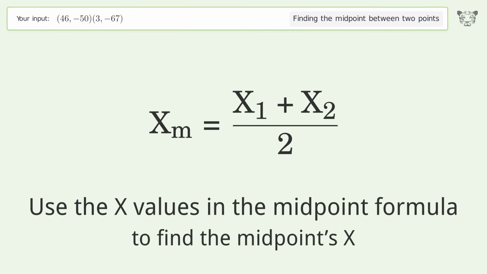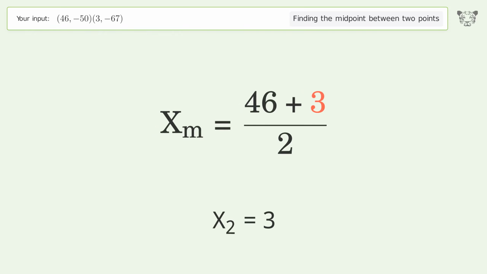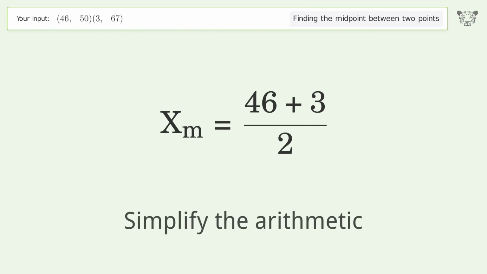Use the x values in the midpoint formula to find the midpoint's x. x1 equals 46. x2 equals 3. Simplify the arithmetic.